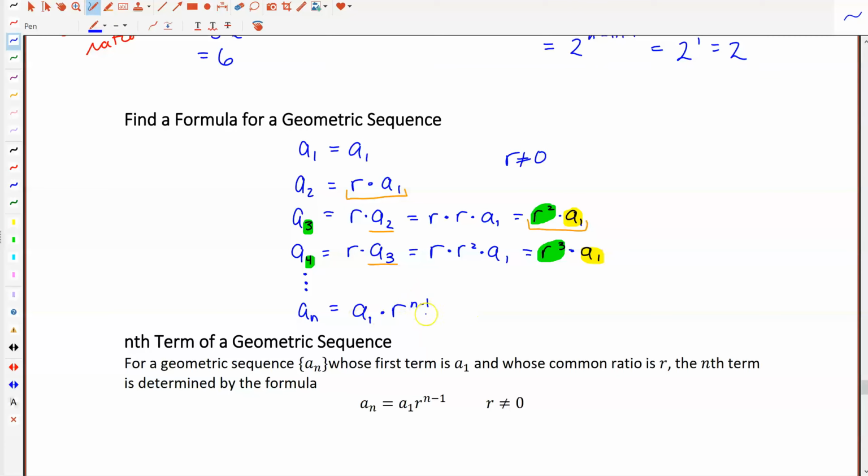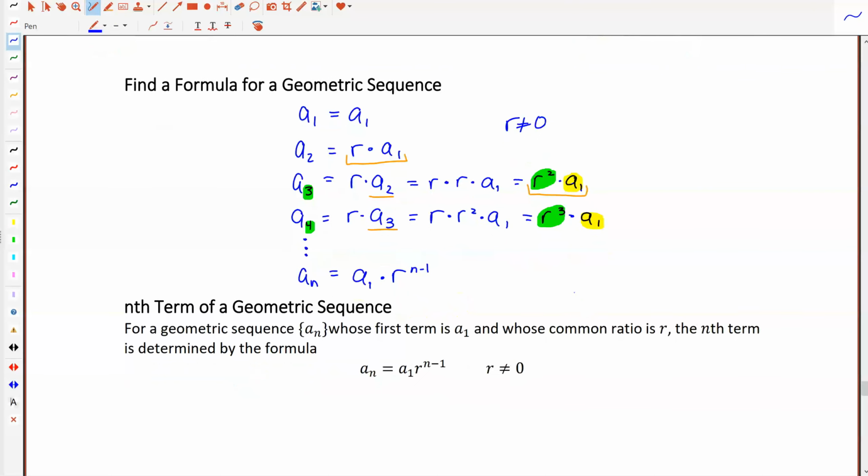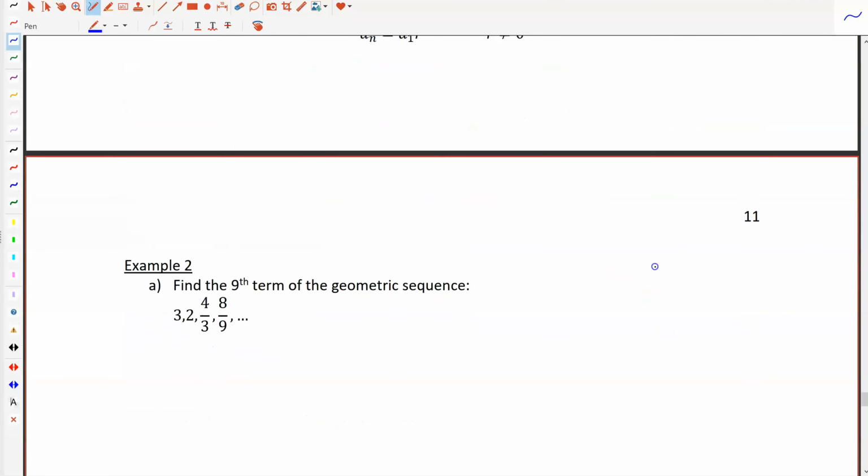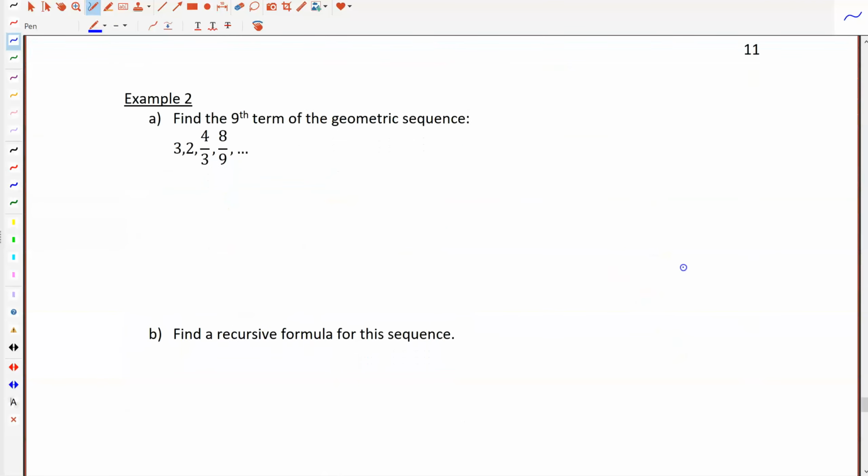You can either write it like this, or you could put the r to the n minus 1 first, and then write it times a sub 1. So the general formula to find the nth term in a geometric sequence is a sub n is equal to the first term a sub 1 times r to the n minus 1. Let's go ahead and use that formula to find some terms.